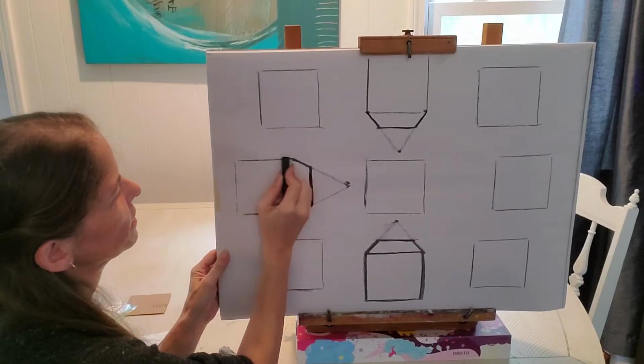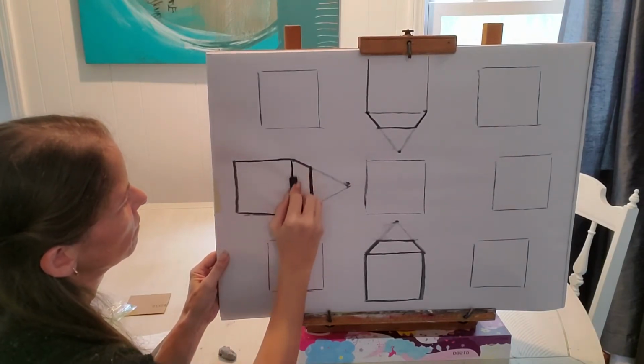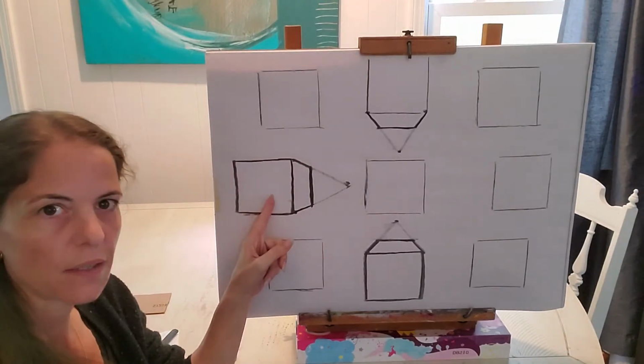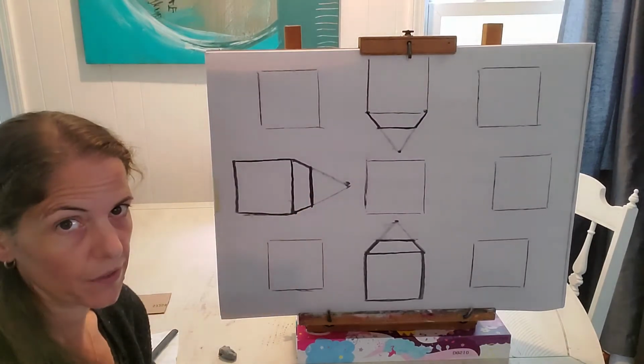Okay, so I'm going to darken this line so you can see it a little bit better. Okay, so you can see the front of the box and part of the side of the box that recedes to the 1 point of perspective on this side.